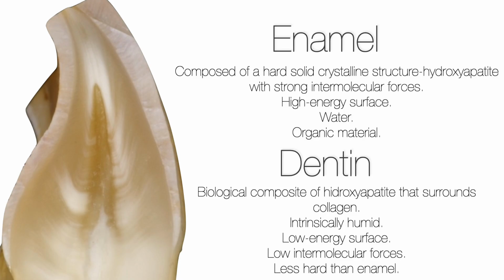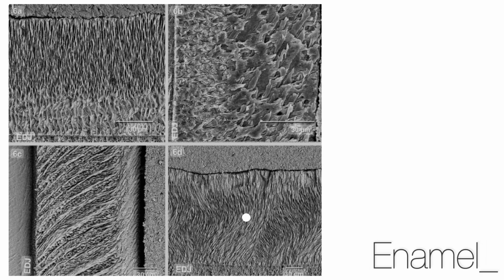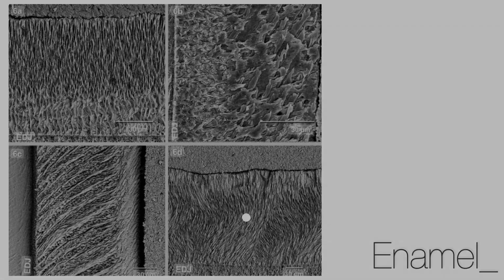We have the enamel, which is the more superficial tissue and is composed of a hard, solid, crystalline structure of hydroxyapatite with strong intermolecular forces. It has high surface energy, water, and organic material. On the other hand, we have dentin, which is a biological composite of hydroxyapatite that surrounds collagen. It's intrinsically humid, has low surface energy and low intermolecular forces, which makes it less hard than the enamel.